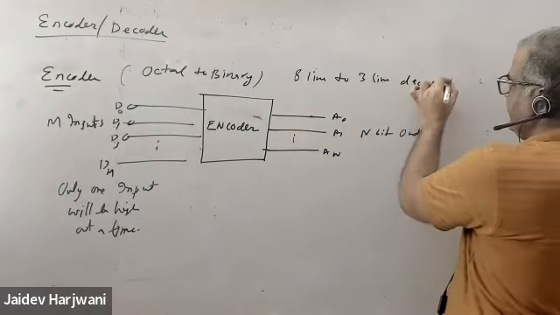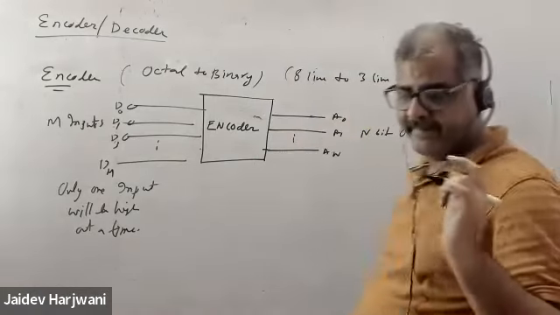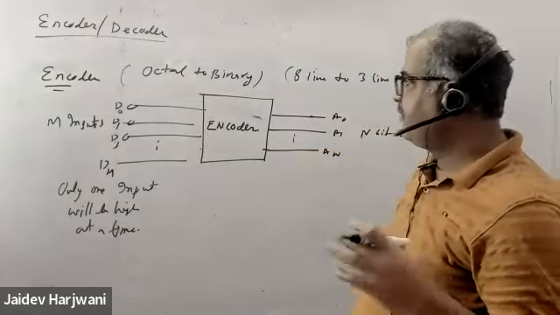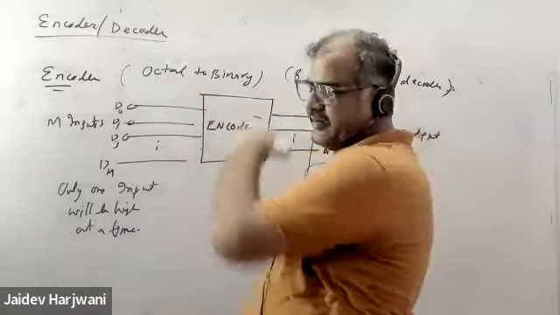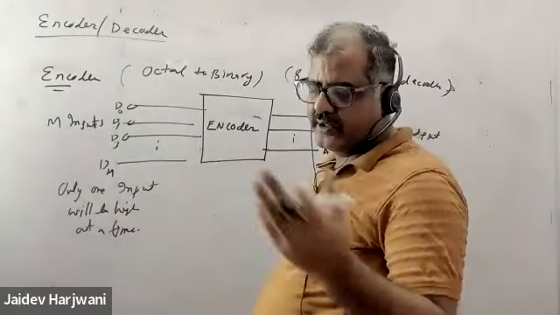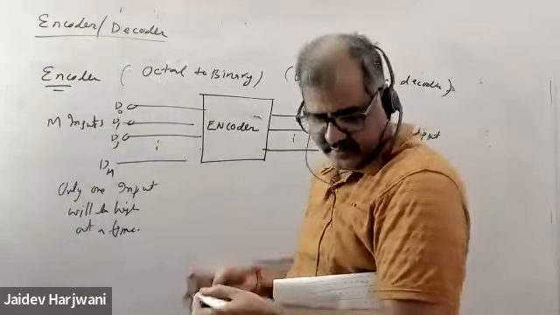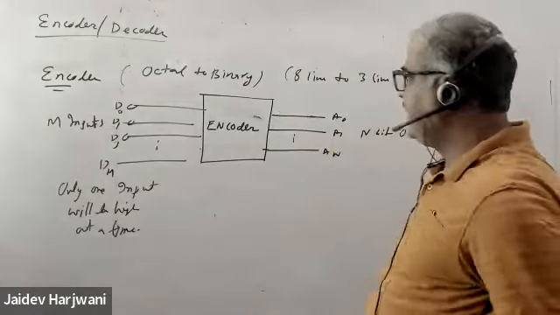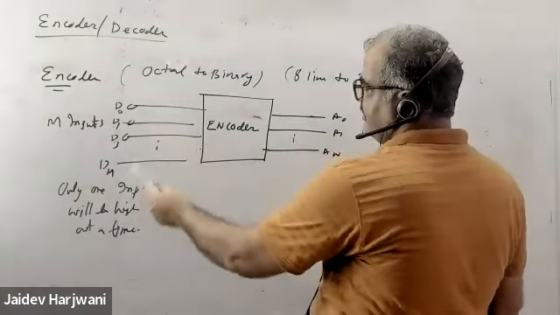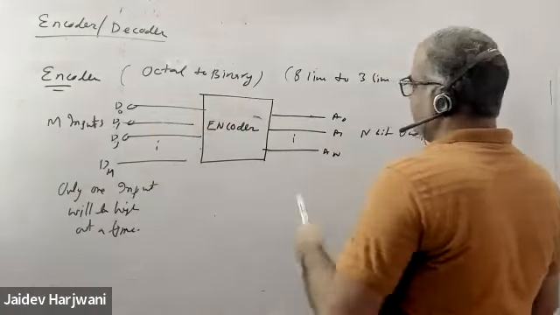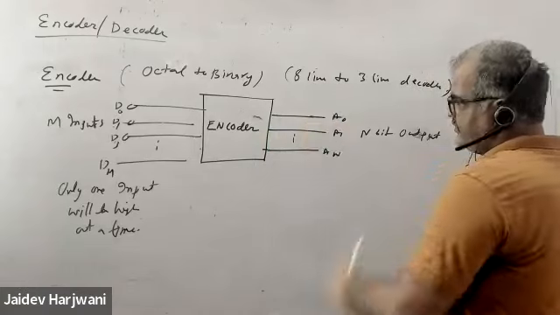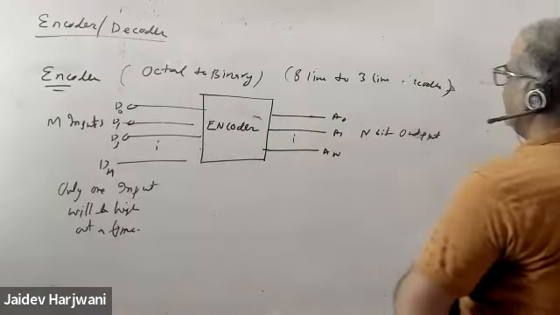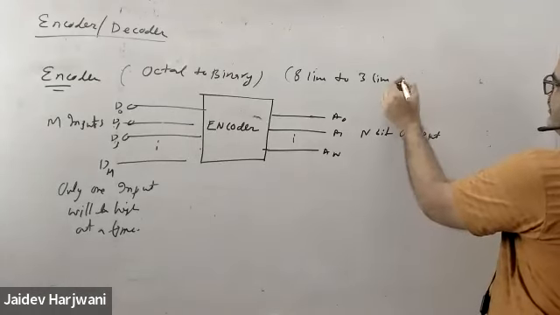So that means encoder or decoder? Encoder. We are coding octal numbers into binary. You can code anything, and as it is coded, you will decode it. So I am coding now. So here suppose 8 lines, and I am coding the 8 lines in binary, that is 3 lines. This is called encoder. So this is called 8-line to 3-line encoder.